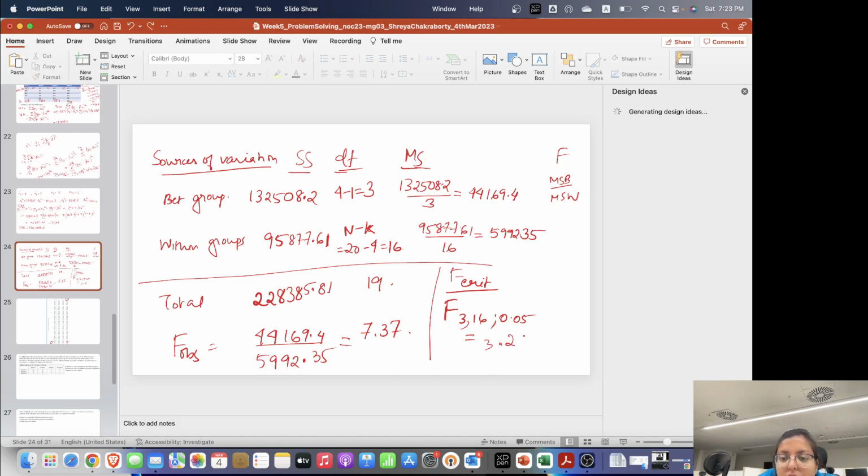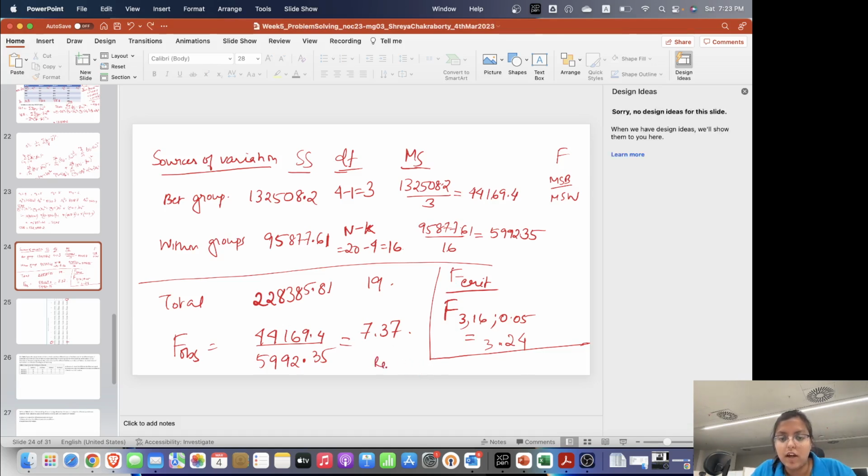If we had to test the hypothesis that each of these 4 ranked schools are equally good, would you reject or not reject the null hypothesis? What would be your decision? The F statistic is more than the critical value we got, so we are going to reject H naught.